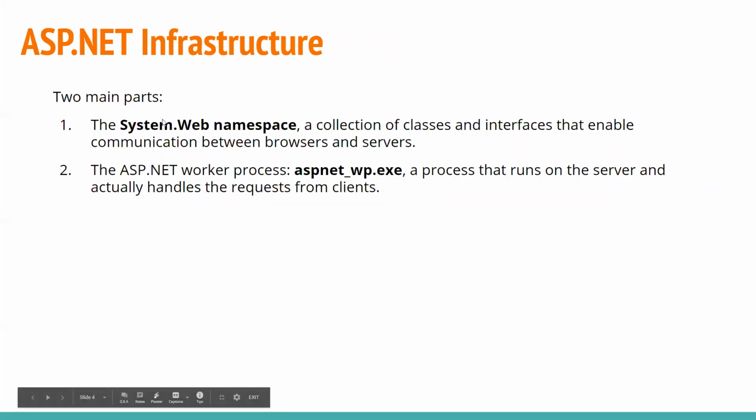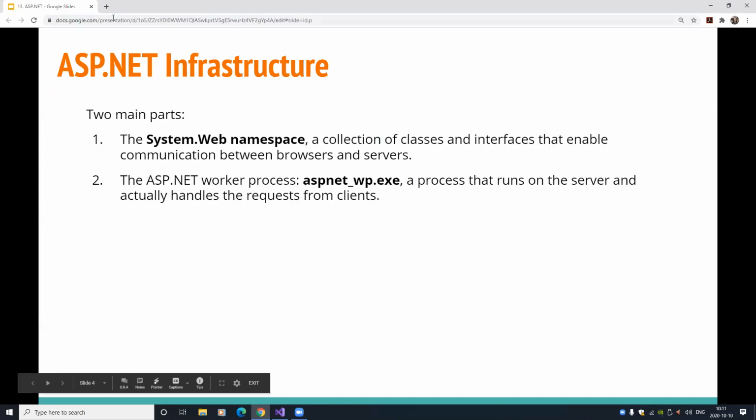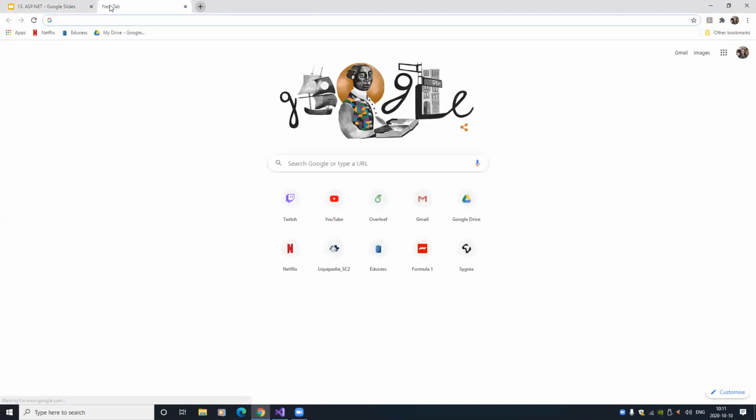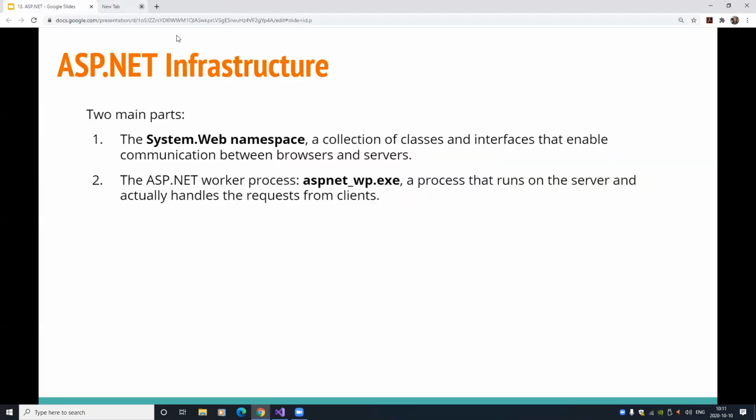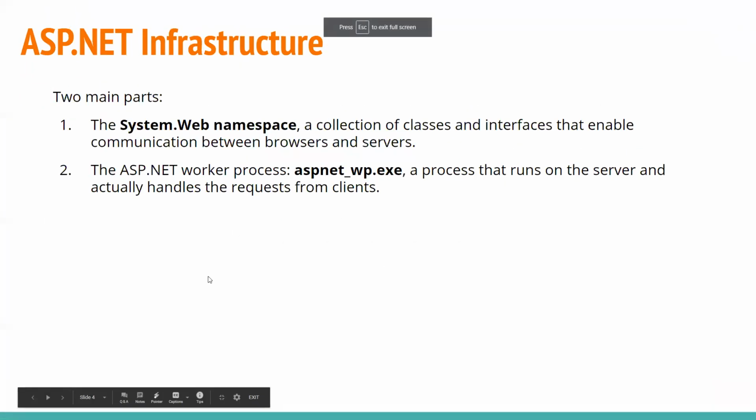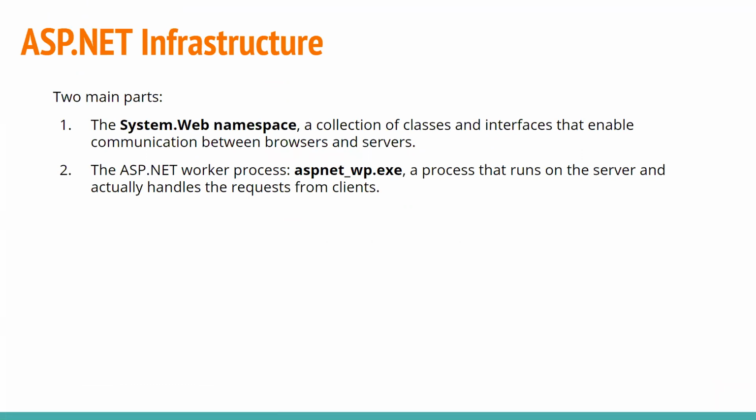Okay. So there are two things that you must just remember, because you can be asked this. In fact, it's not something that you just have to remember, because it's fairly straightforward, I think. But let's discuss it now. There are two components to the ASP.NET infrastructure. The one is the System.Web namespace, and you guys know what a namespace is. It's just a collection of classes. So the System.Web namespace has a bunch of classes and interfaces that enable communication between browsers and servers. That's what ASP.NET has.